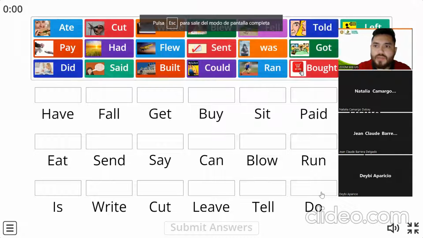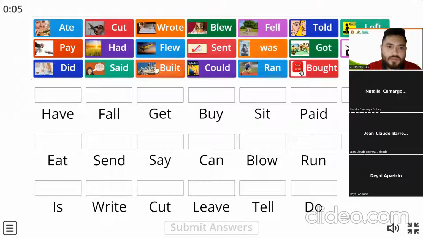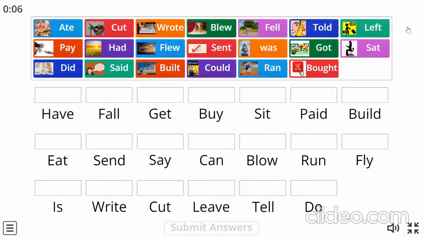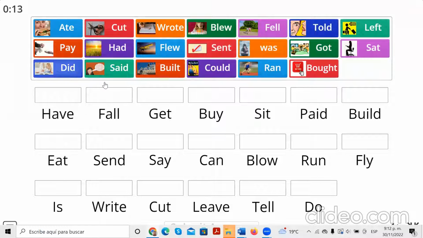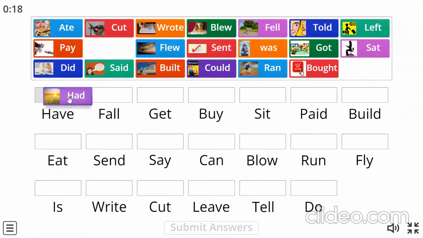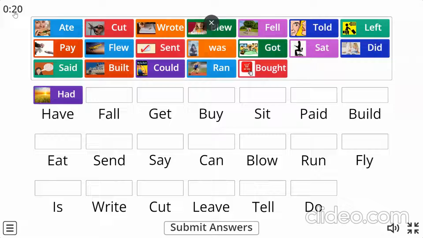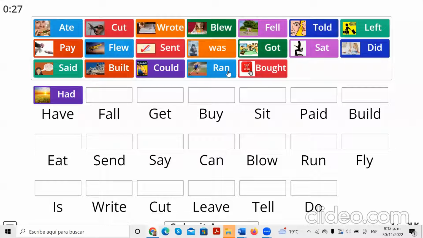So what's the idea? Please use the link that is in the chat, and all you have to do is to match the verbs in their base form, that is to say here, to the corresponding past simple form. So for example, for the verb to have, it would be had. I will give you some minutes for you to do this task individually, and then we will be checking together. Please use the link that is in the chat. We will check in about 2 to 3 minutes.